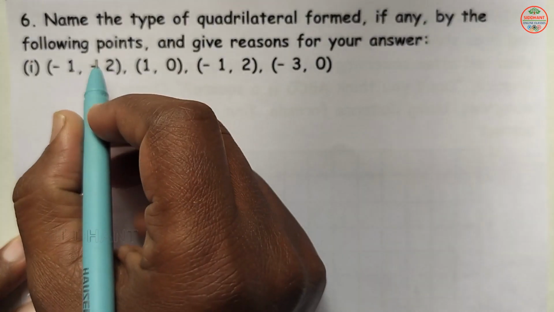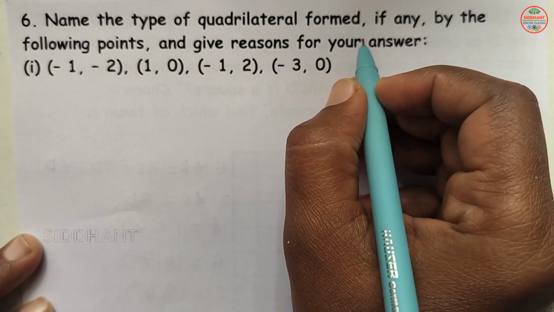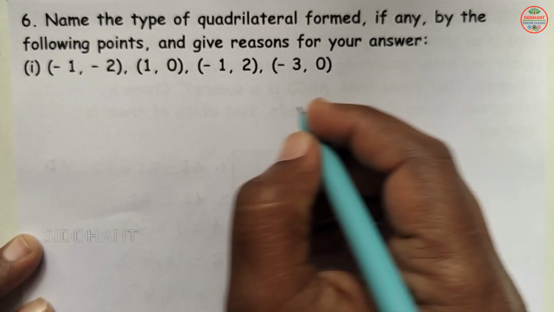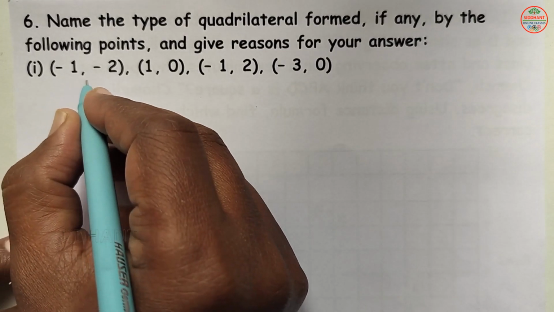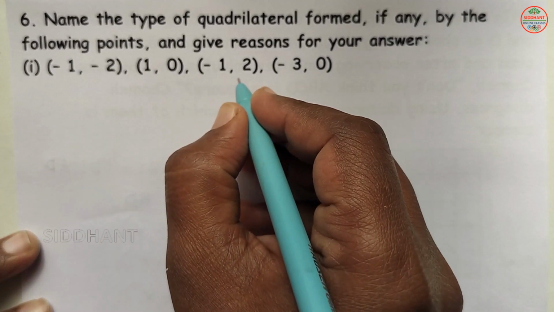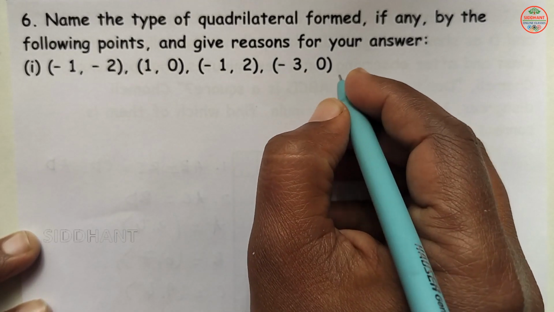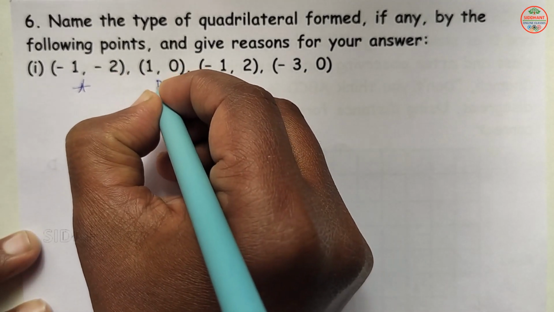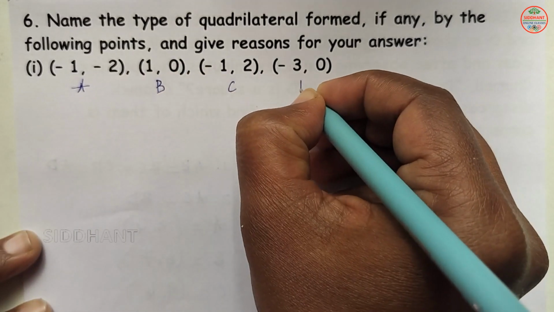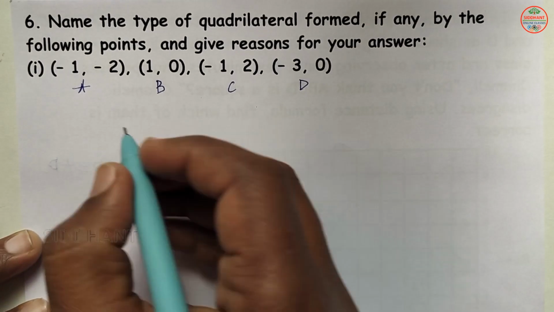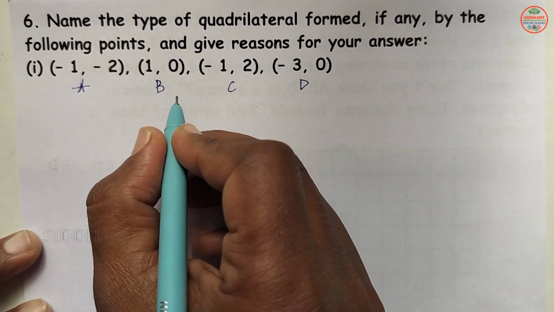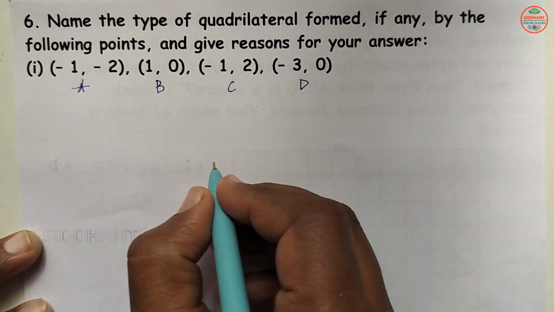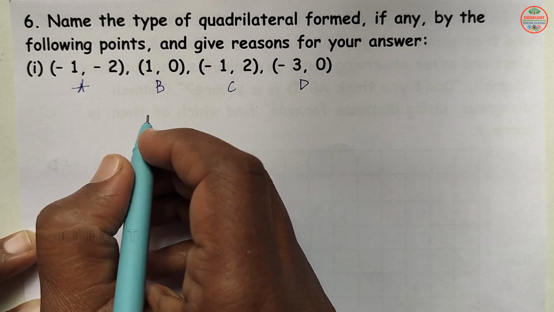Question number 6. Name the type of quadrilateral formed, if any, by the following points. Give reasons for your answer. So first one: (minus 1, minus 2), (1, 0), (minus 1, 2), (minus 3, 0). So let it be A point, B point, C point, D point. First we are going to check AB, BC, CD, then DA. Then we are going to compare the sides whether they are equal or not.